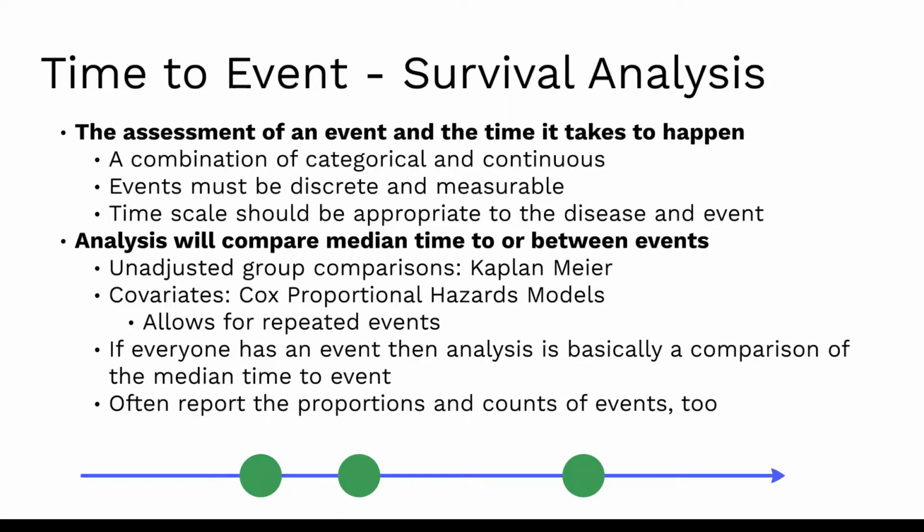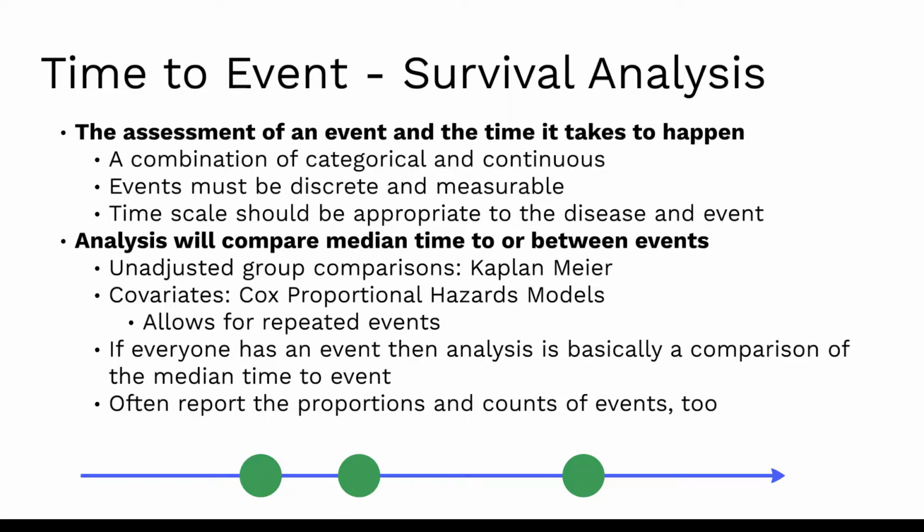When you're thinking about time to event, also called survival analysis, the assessment of an event and the time it takes for it to happen. So again, a combination of categorical and continuous. Events need to be discrete and measurable. You may have to have an adjudication committee for something like a specific type of stroke. So you may not know at the exact moment whether or not your endpoint has been met, but you would collect it as if it had. And then when the adjudication committee looks at scans and all available data, they will determine whether or not the event occurred.